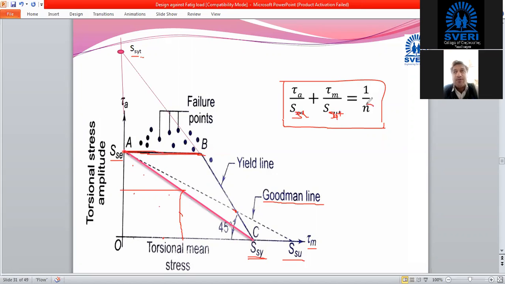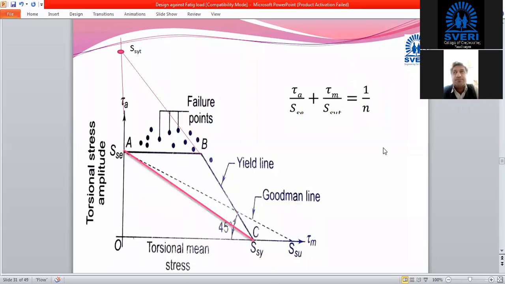So when we are going to calculate this n value, at that time we should know this alternating shear stress, the mean shear stress, then the endurance limit of that material, and the shear ultimate stress for that material, based on which we can calculate this factor of safety. This is the diagram which we can use for the shear stress, which is again known as the Soderberg diagram. Okay, next.